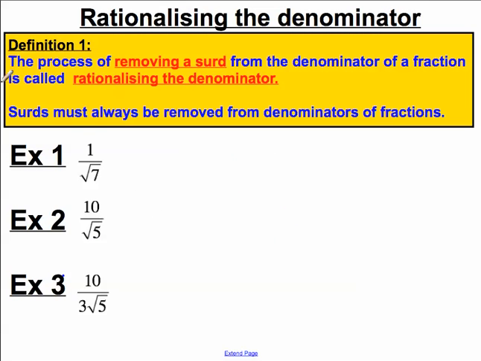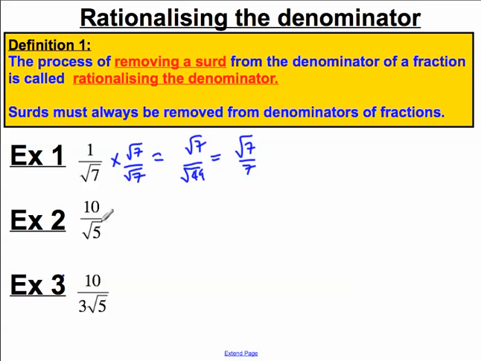Okay, let's have a go at a few examples. This process, by the way, is called rationalising the denominator, and it's the process of removing the surd from the denominator of a fraction to keep mathematicians happy. Okay, example 1. 1 over root 7. Imagine multiplying the top, the numerator, and the denominator, the bottom, by root 7. 1 times root 7 is root 7. Root 7 times root 7 is root 49. But I know what the square root of 49 is. It's just 7, so this simplifies to root 7 over 7.